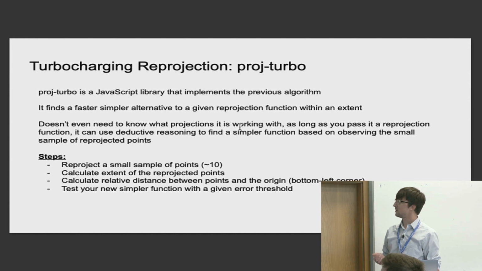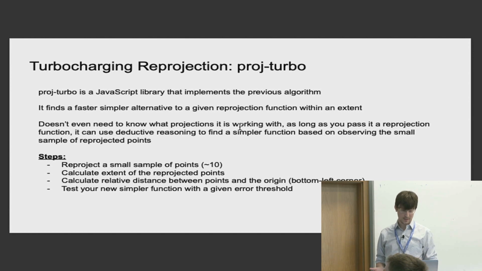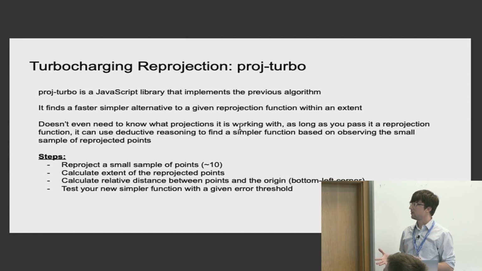Proj-turbo is a JavaScript library that implements this algorithm, this principle that we're talking about. It finds a simpler alternative to a given reprojection function bounded by a certain extent. Furthermore, with this implementation, you don't even need to know what the projection is you're working with. You just need to give that projection function to Turbo, and then it's going to run a test sample of points, and from those points deduce what that offset and scale should be.